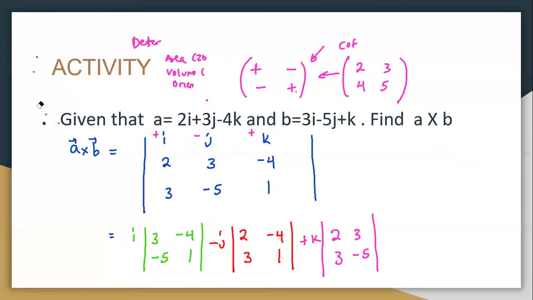Now, from here, what are we going to do? We go back to how we are getting the determinants. You remember how you get the determinant? You multiply the elements along the major diagonal and then subtract along the minor diagonal.